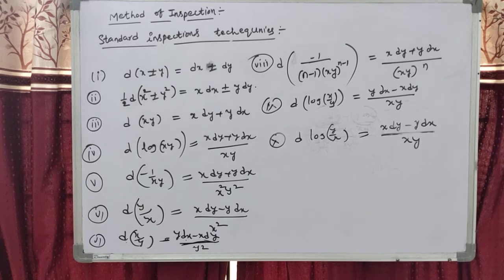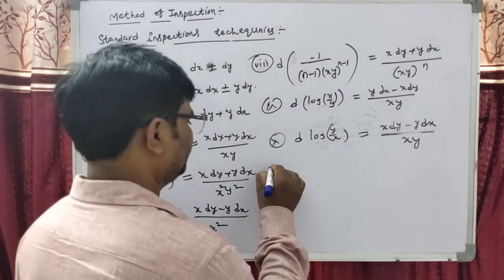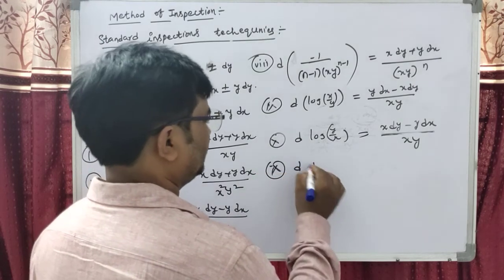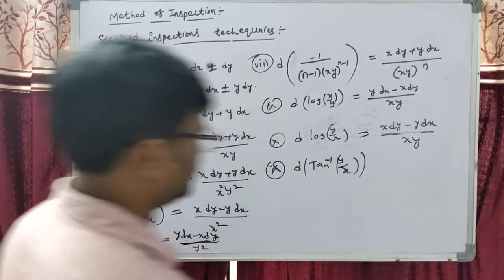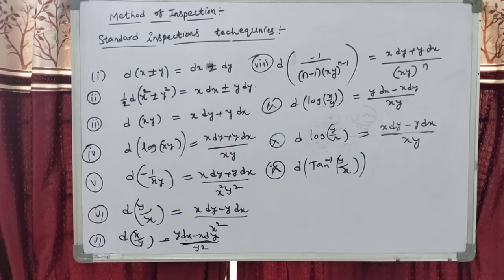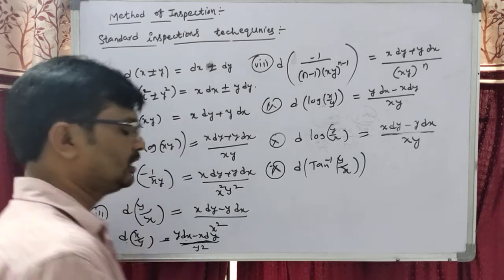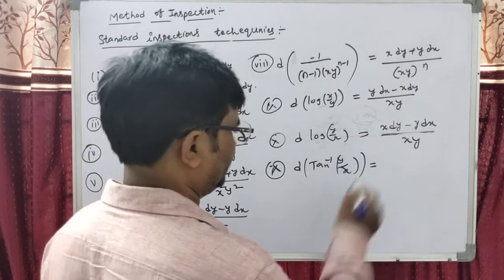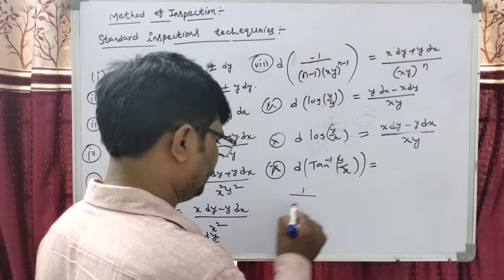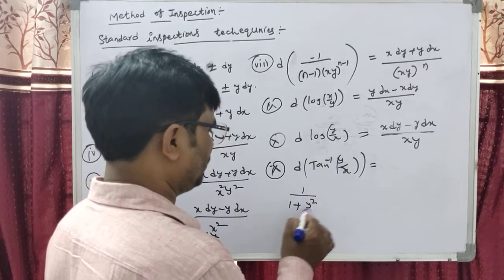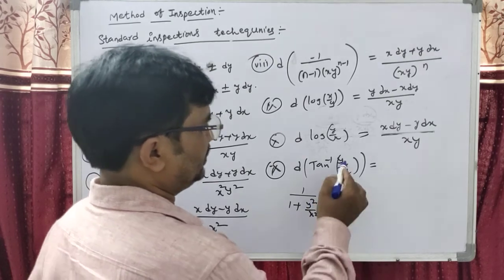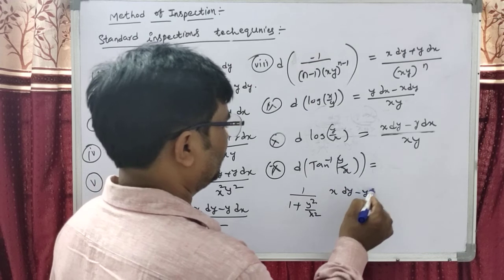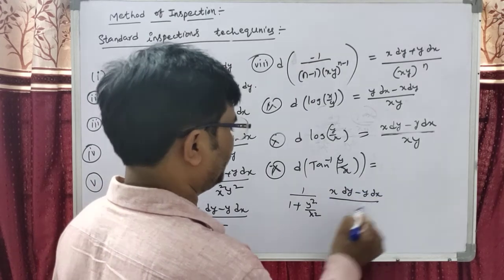Okay, dear students, one more thing: the derivative of tan inverse of y by x. What we concern here is the tan inverse of y by x. We have to know that the derivative of tan inverse x is 1 by 1 plus x square, so here it is 1 by 1 plus y square by x square. The derivative of y by x is x into dy minus y into dx upon x square.